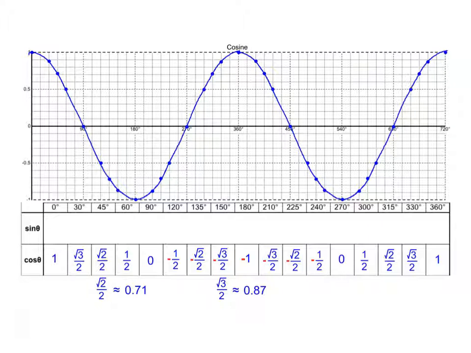And when you repeat that pattern and carry it all the way out to the edge, you get a second cycle of the graph in there, and then this is our final answer. This is our whole graph of cosine, specifically cosine of theta, from 0 to 720 degrees.